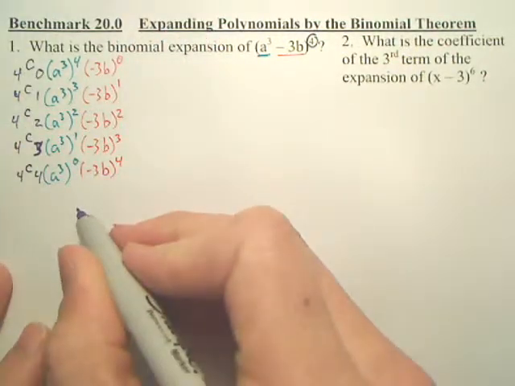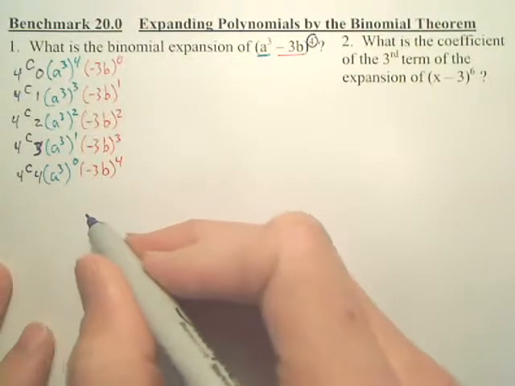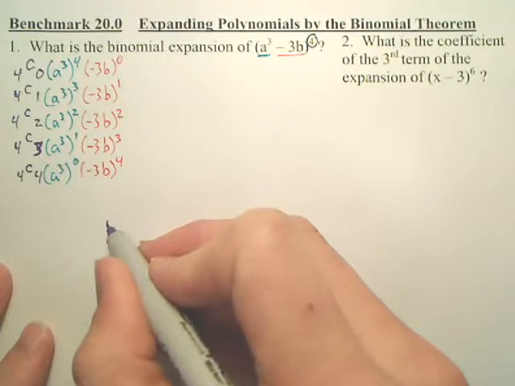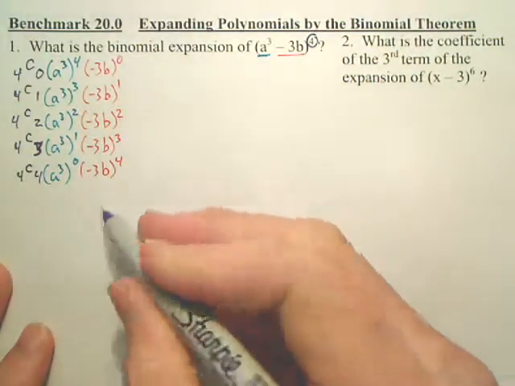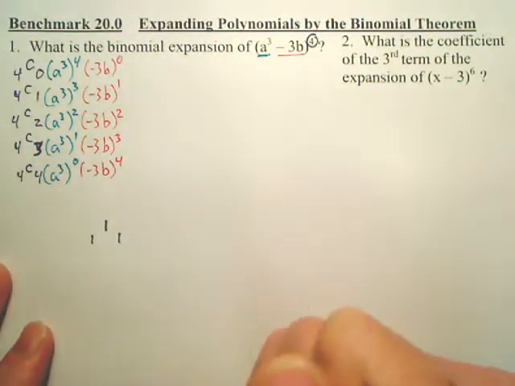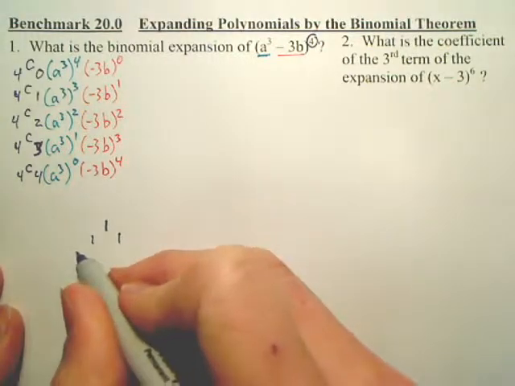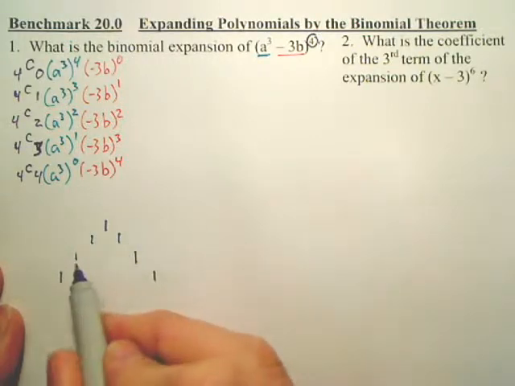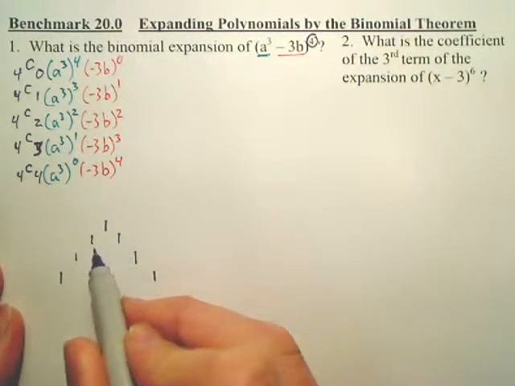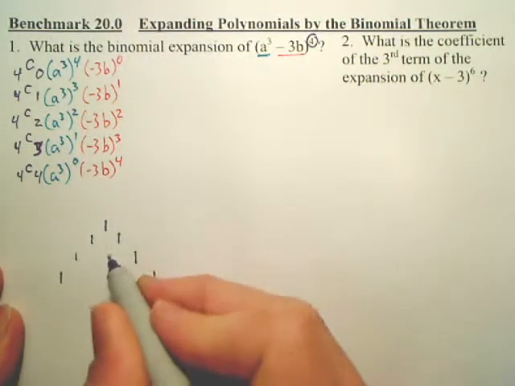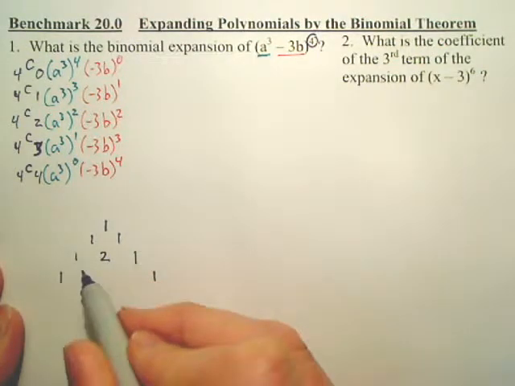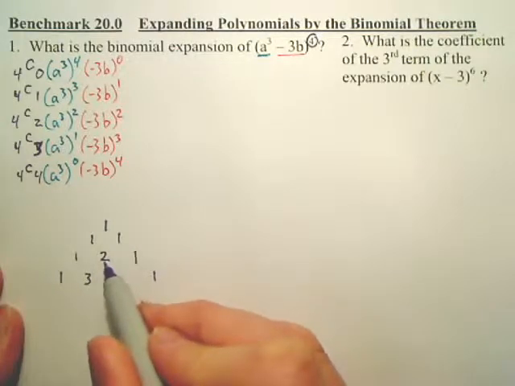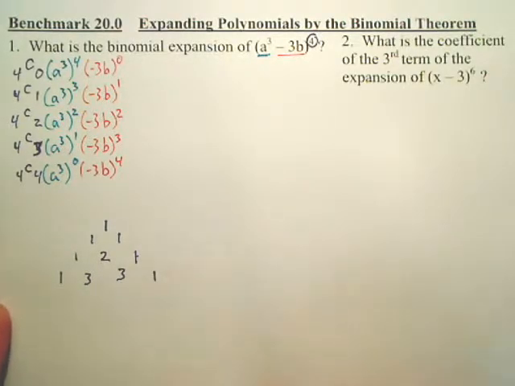is to use Pascal's triangle. Now, how Pascal's triangle works is you start with a 1, then you put 2 more 1s, then you put 1s all along the edges. Now, what goes right here between 1 and 1? Well, what's 1 plus 1? When you add them, you get 2. What goes here between 1 and 2? 1 plus 2 is 3. 2 plus 1 is 3.